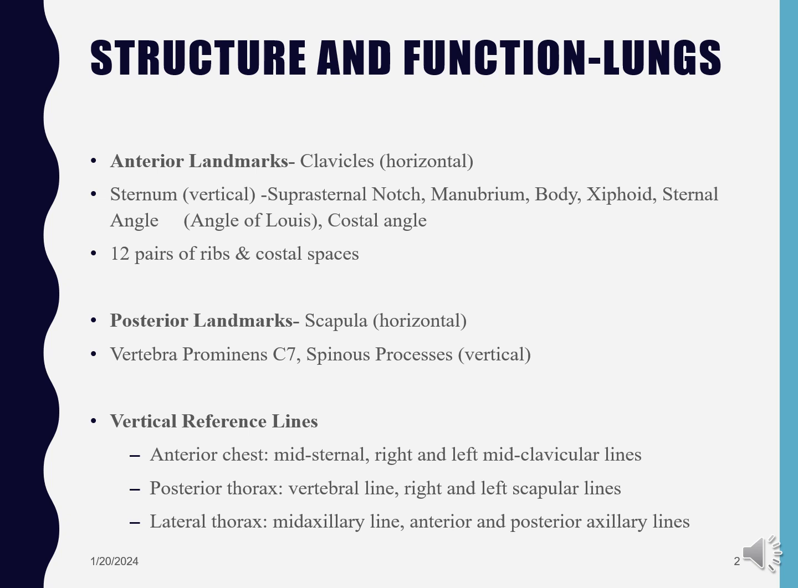The posterior landmarks include the scapula on either side of the spine, and the vertical landmarks are the vertebra prominens, the C7, and the spine itself. We look at the vertical reference lines, anterior, posterior, and lateral, to identify the upper thorax and lower thorax.